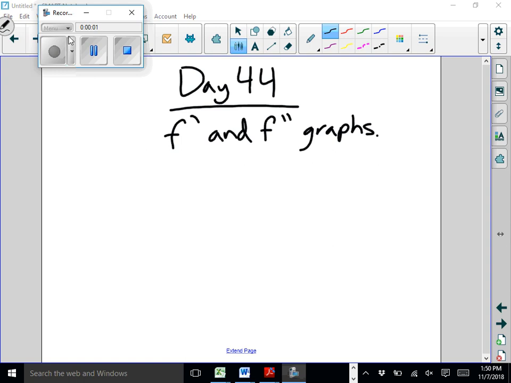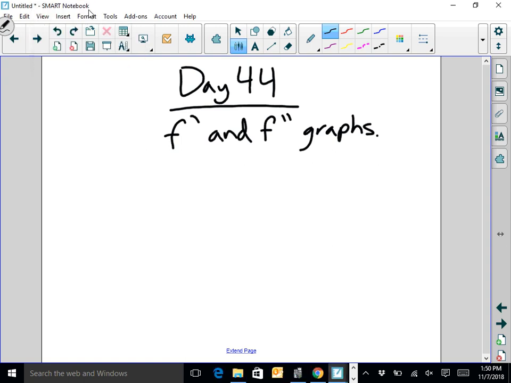Welcome back, day 44. Nice job with matching the graphs today. I know that's kind of a tall task. My hope is that you guys are getting way more comfortable looking at these graphs and interpreting them.